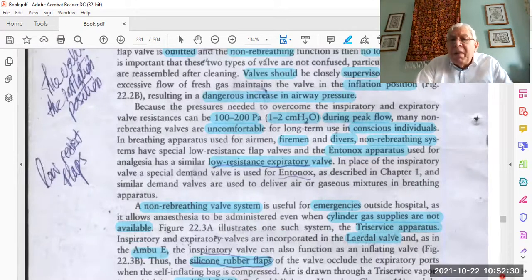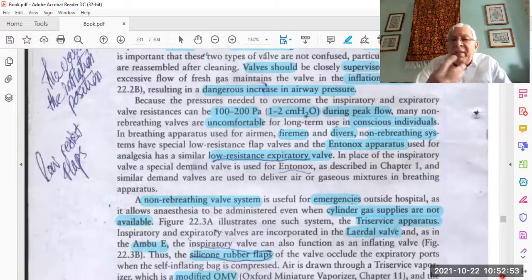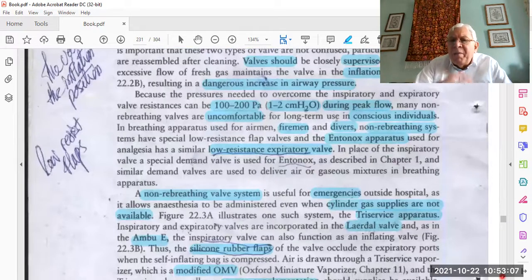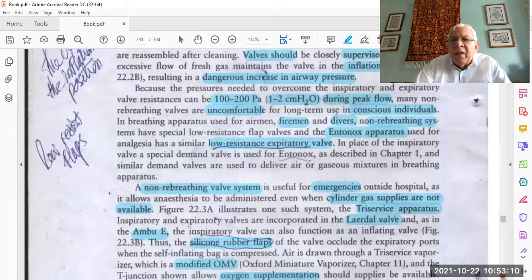Of course, sometimes the patient needs to overcome this expiratory resistance, which reaches around, as you can see, 100 to 200 kilopascal. Whenever I want to shift it to centimeters of water, I divide by 100, from kilopascal to centimeter water. Of course, this resistance can be created during peak flow, when the patient needs too much flow, so this creates a resistance which affects the patient, especially if he's conscious.